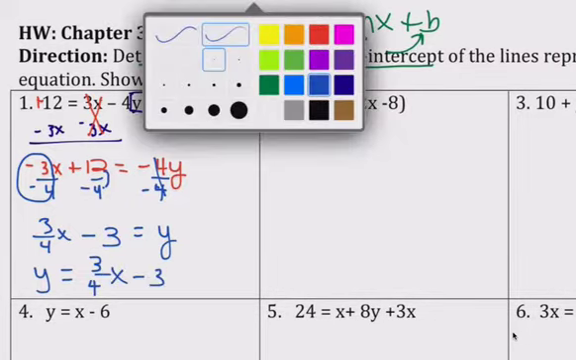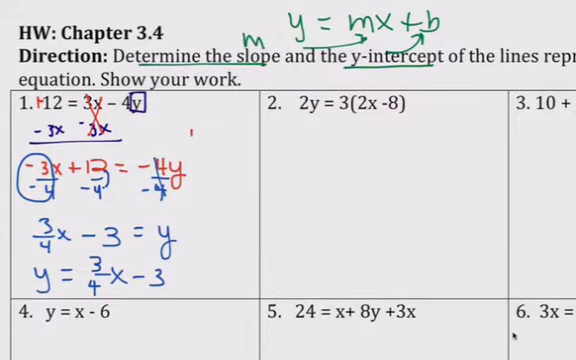So my slope then is 3 up and 4 to the right. 3 over 4 right here, the coefficient next to the variable x. And then your y-intercept, the b, is negative 3.